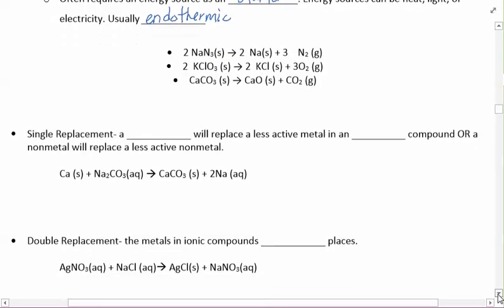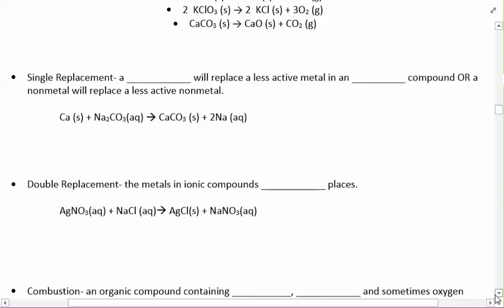The next type of reaction is referred to as a single replacement. So a single replacement, there's two options. You can have a metal replace a less active metal in an ionic compound, or a nonmetal will replace a less active nonmetal. So in this example, we have calcium. Calcium's in its elemental form. It's going to replace the metal in the ionic compound. So if you have a metal by itself, it's going to replace the metal component. So it becomes calcium carbonate plus sodium.